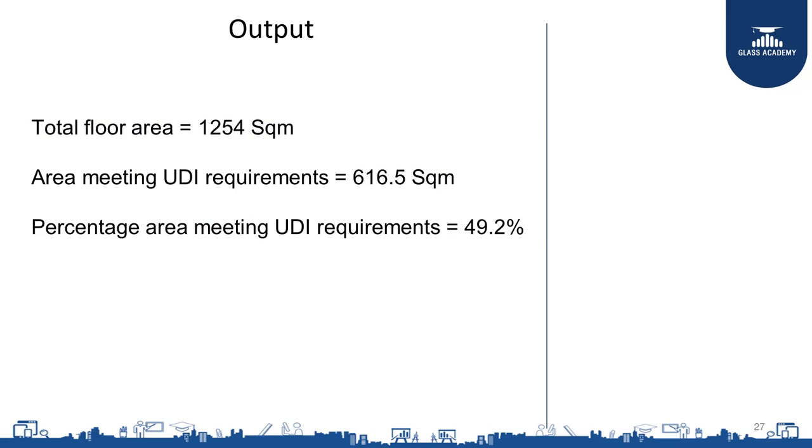Now 616.5 is 49.2% of the total floor area, that is 1254 square meter. And this is more than 40% which is required by ECBC, and therefore this floor and this design meets the UDI requirements of ECBC 2015.